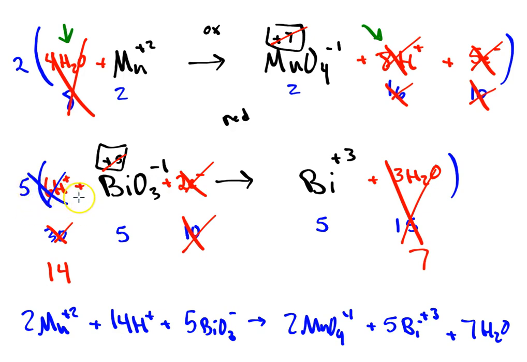The 8 waters and 16 hydrogens. Right, so when you multiply this by 5, you ended up with 30 H+ on the left. Over here you had 16 H+ on the right. So you subtract the small from the big. 30 minus 16 left 14 H+.